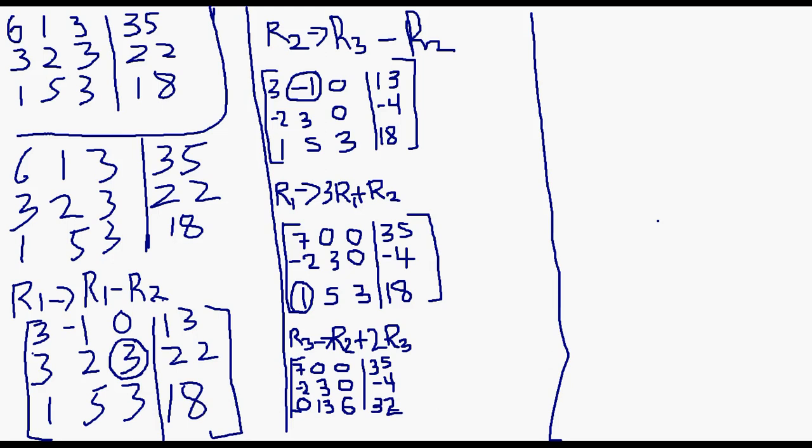So now we successfully change here to 0. So our aim now is to change here to 0. So we are coming to work on row 2.